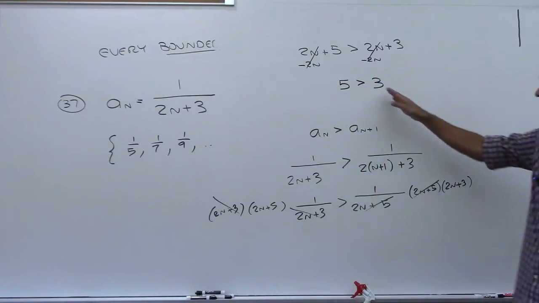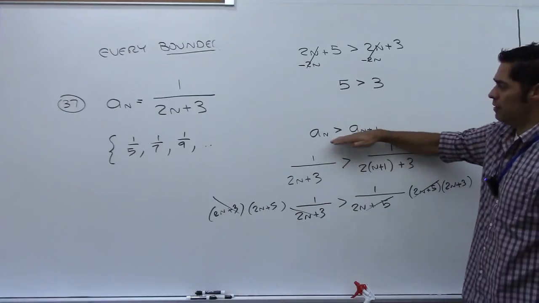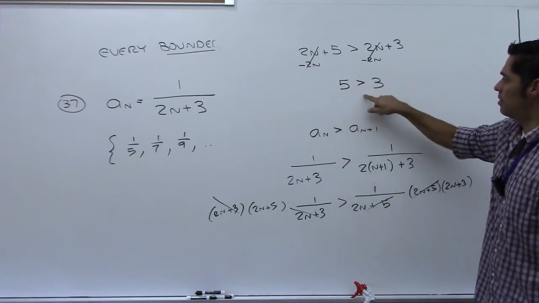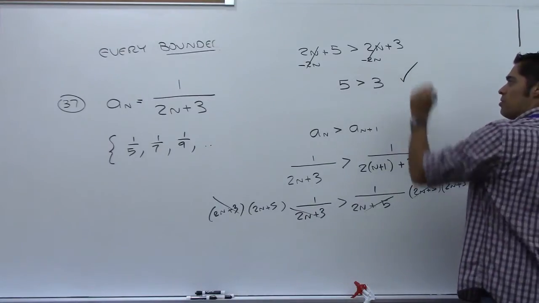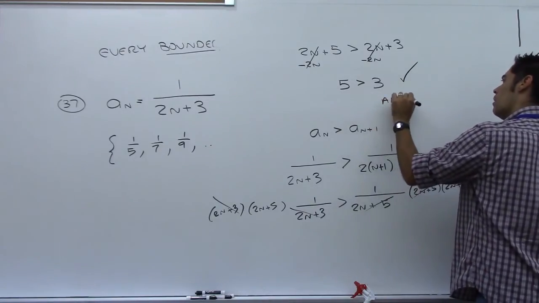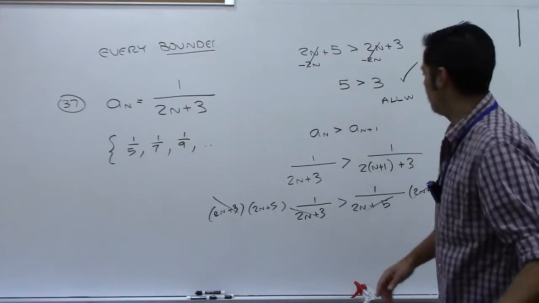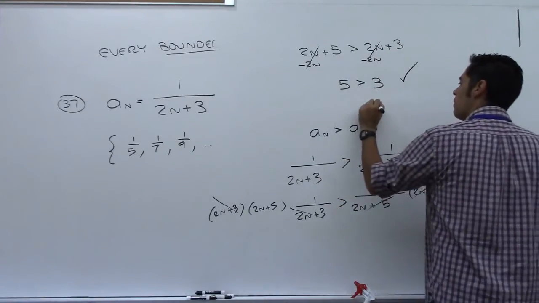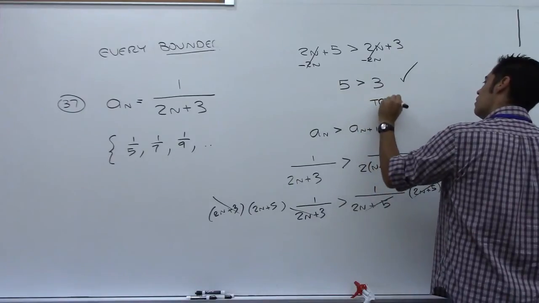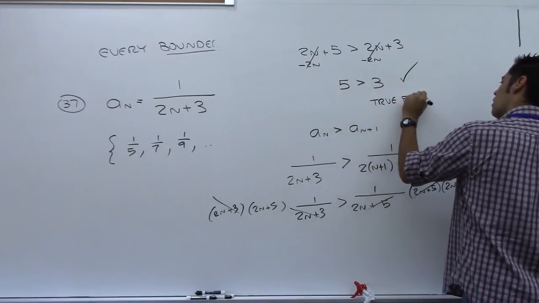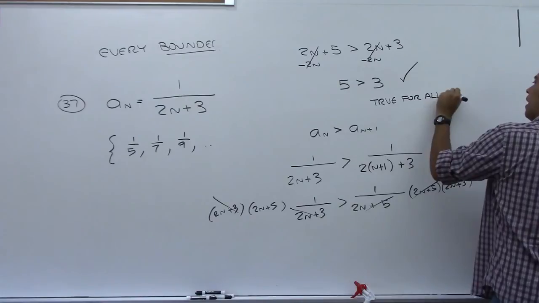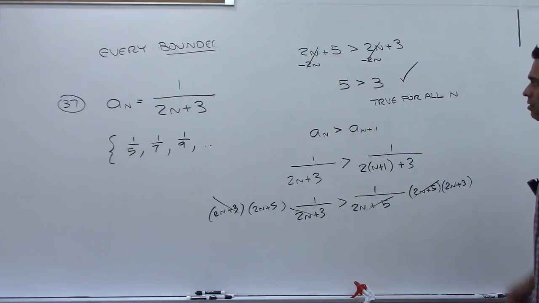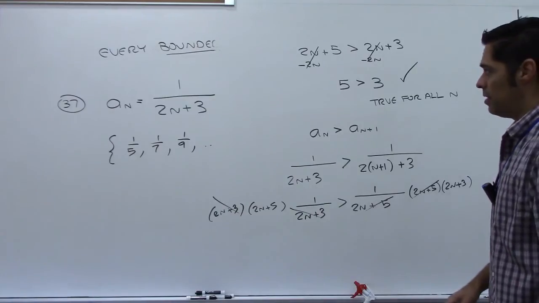And the question is, we were saying, is this true? If this is true, then it's decreasing. And we plug things in, and we got this as a conclusion. Well, this is always true. So I'll say true for all n. Okay? 5 is always greater than 3 no matter what. So what I've shown is that it's decreasing.